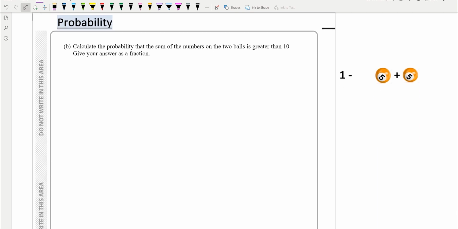So now we can go ahead with the B part, and the B part says calculate the probability that the sum of the numbers on the two balls is greater than 10. Sum of the numbers is greater than 10. We can check that and give your answer in fraction form. So we require the answer in fraction form.